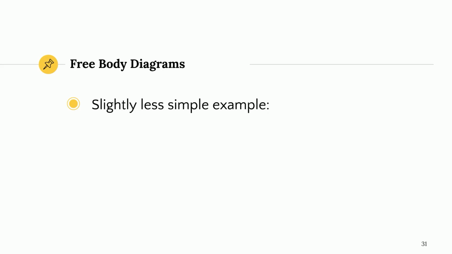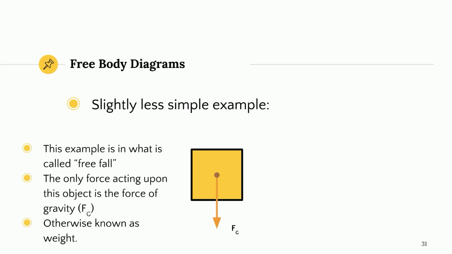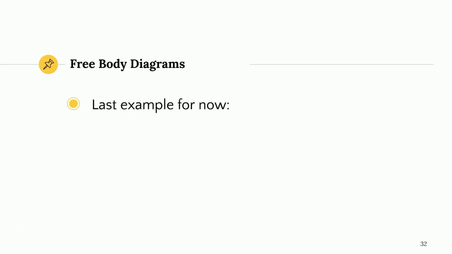Here's a slightly less simple example. We have a box with a force pointing downwards. That's what the arrow is. And we put a label of that force, F of G. This example is in what is called free fall. The only force acting upon this object is the force of gravity, F of G, otherwise known as the weight. So if you didn't know this already, the word weight is just another way to refer to the force that gravity exerts on the object. Note for later, this force is unbalanced. Remember that term.